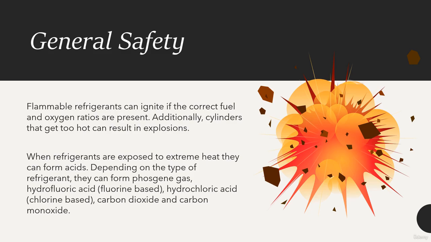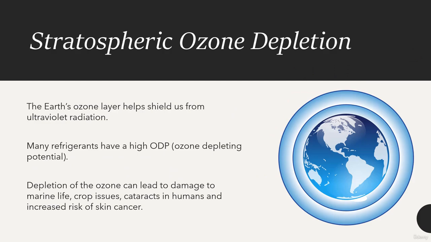One of the primary reasons for Section 608 is stratospheric ozone depletion. The Earth's ozone layer is what helps shield us from the ultraviolet radiation from the sun. Many refrigerants have a high ozone depleting potential, or ODP. Depletion of the ozone can lead to damage to marine life, crop issues, cataracts in humans, and an increased risk of skin cancer.